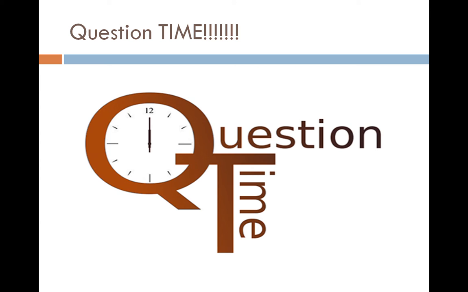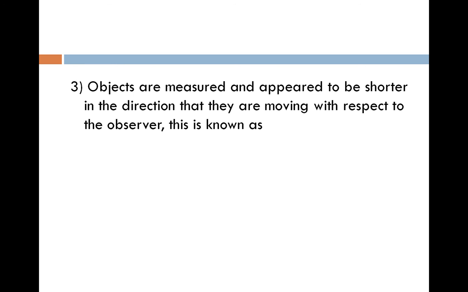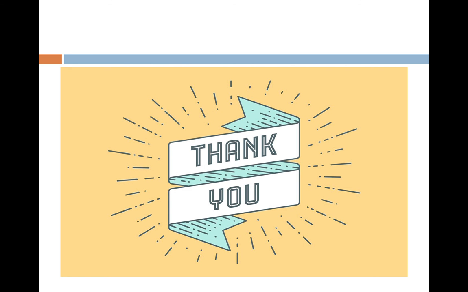So the answers are here. The first question's answer is general relativity theory. The second question's answer is special relativity theory. Our next question is: objects are measured and appear to be shorter in the direction that they are moving with respect to the observer. This is typically a bit of a hard question, which I haven't taught you. And the answer is here: length contraction.